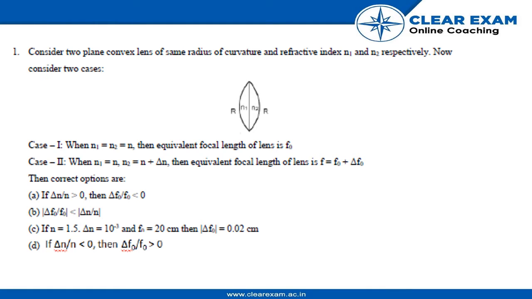Hello everyone. So the question given is: consider two plano-convex lenses of the same radius of curvature and refractive indices n1 and n2 respectively. Now consider two cases. This is a plano-convex lens.